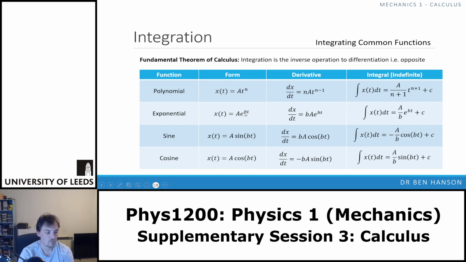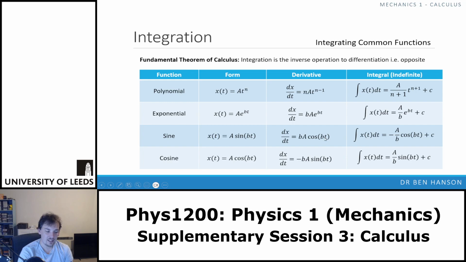Exponential function, if I have a to the bt, I just bring that b down. So that means if I integrate, I need to take that b up, or in other words, divide by b. And we can see that if we take the derivative of this, that b will cancel with that b, get the original function back.